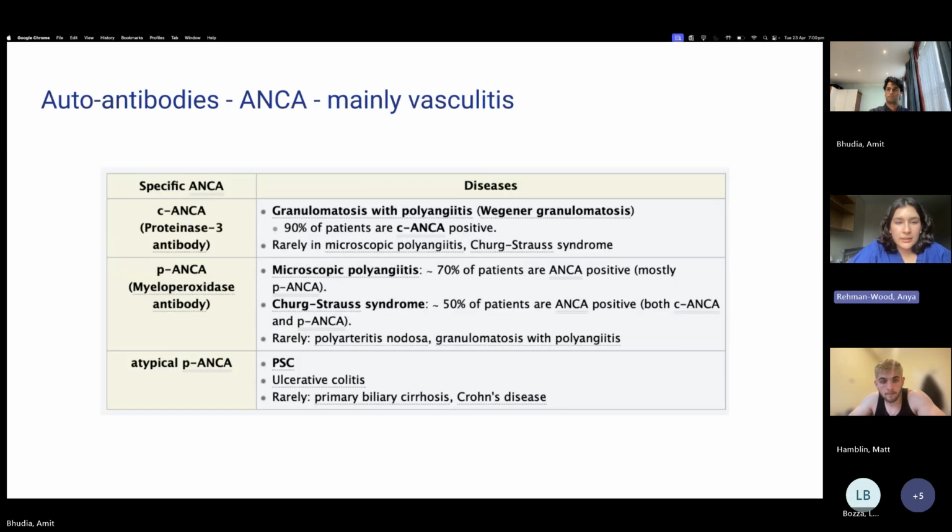This is just some of the ANCA autoantibodies, which you mainly see in vasculitis. So C-ANCA, which you see in granulomatosis with polyangiitis, and P-ANCA, which you see in eosinophilic granulomatosis with polyangiitis or Churg-Strauss, and microscopic polyangiitis. The atypical P-ANCA I wouldn't worry too much about. Yeah, next one.